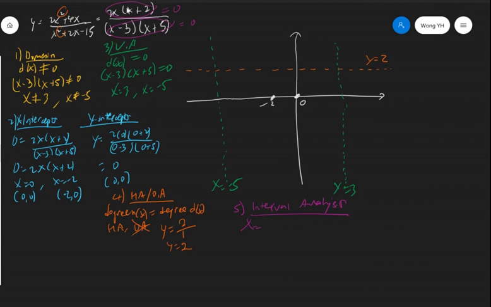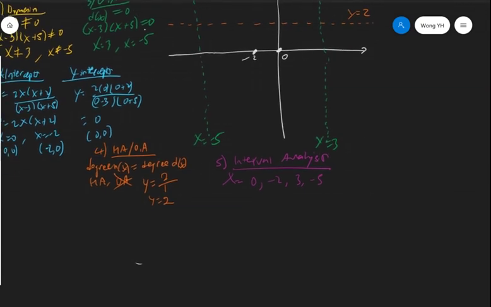Once we set the numerator to 0, we get 2 x values: the first one is 0, the second one is minus 2. When we set the denominator equal to 0, we get 2 more x values: 3 and minus 5. From these 4 x values, we arrange them from small to big, with both ends being infinity.